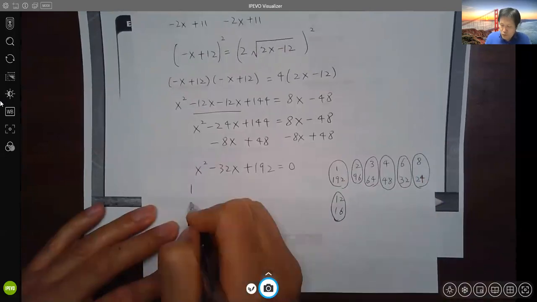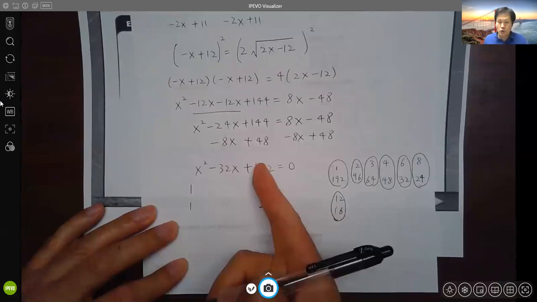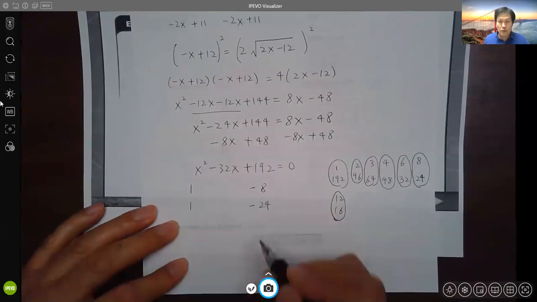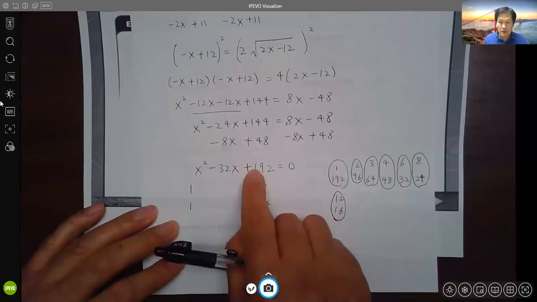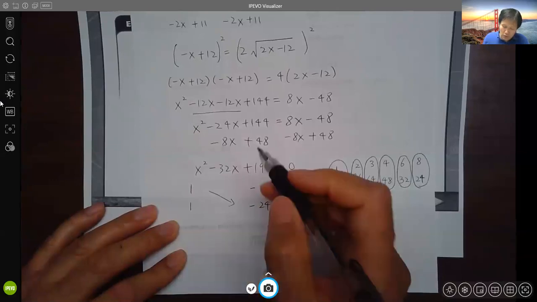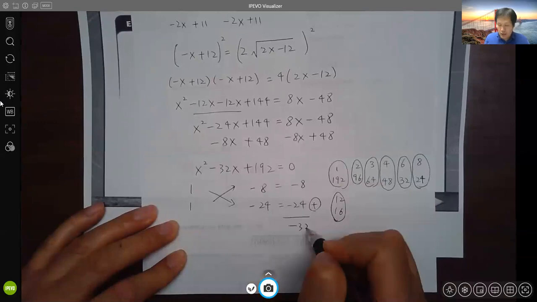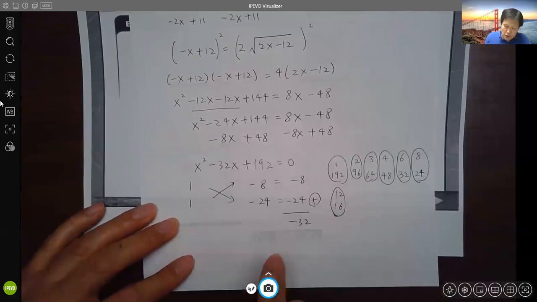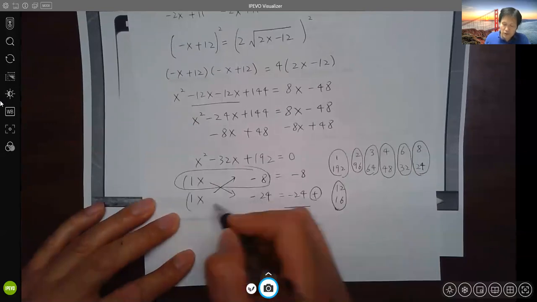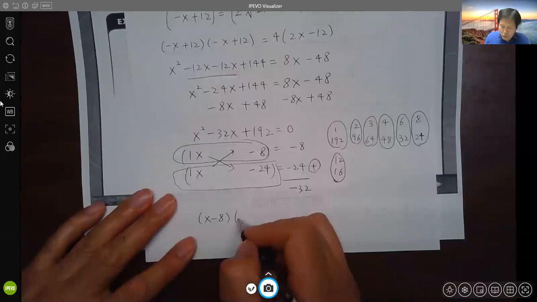1 times 1 makes 1. 8 times 24 makes 192. But we need a minus. So I'm going to make a minus 8 times minus 24. Minus times minus still makes it positive. When you multiply, you get minus 24. When you multiply, you get minus 8. Add, then you get minus 32. Okay, we have a combination. Product x here, that's the factor here. Product x here, second floor, that's the factor. You got x minus 8, x minus 24 equal to 0.